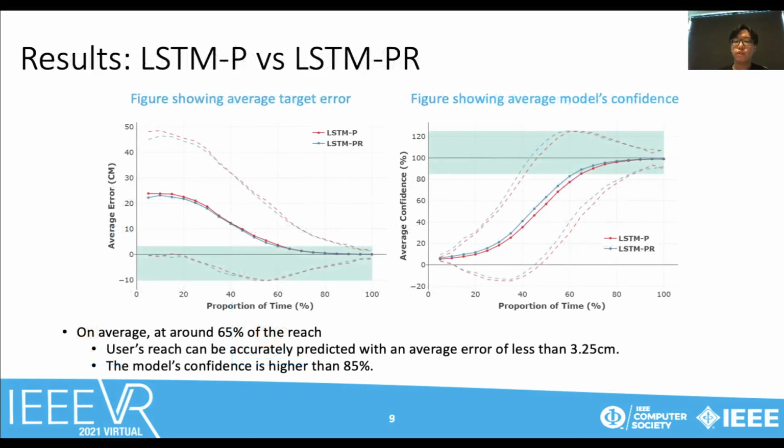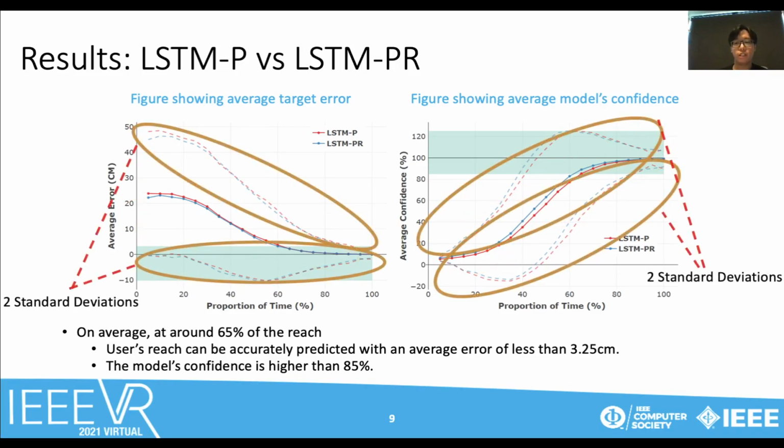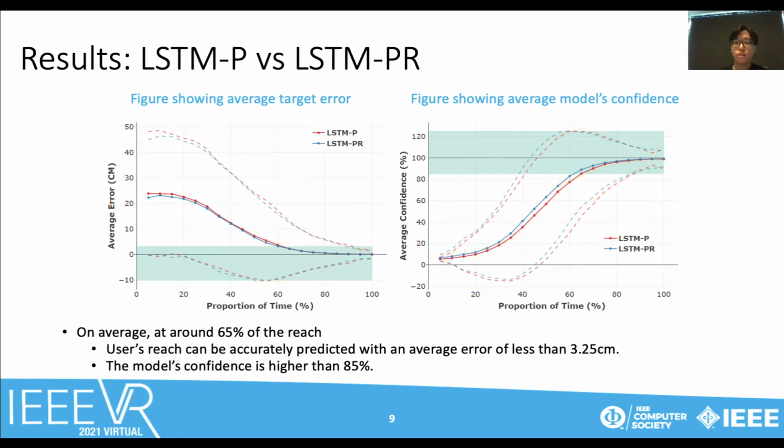Here, we show two figures with the model's prediction accuracy and confidence over time throughout the reach. The two figures contain three lines, showing the mean in the middle, and the dashed lines are two standard deviations above and below the mean. We also use the green area to indicate the area where we consider as having low error and high confidence, which is equated based on our data collection and results.